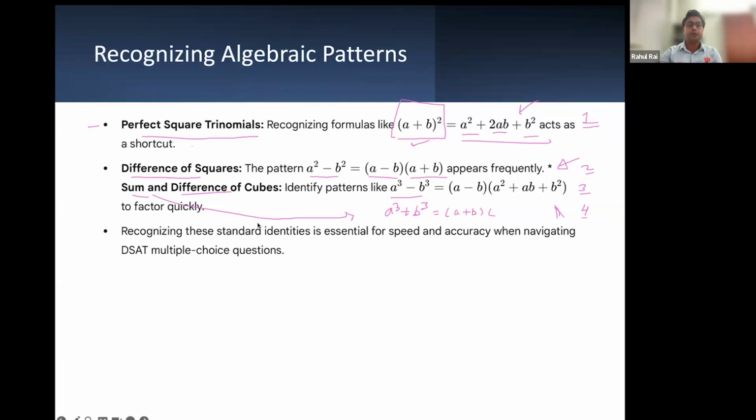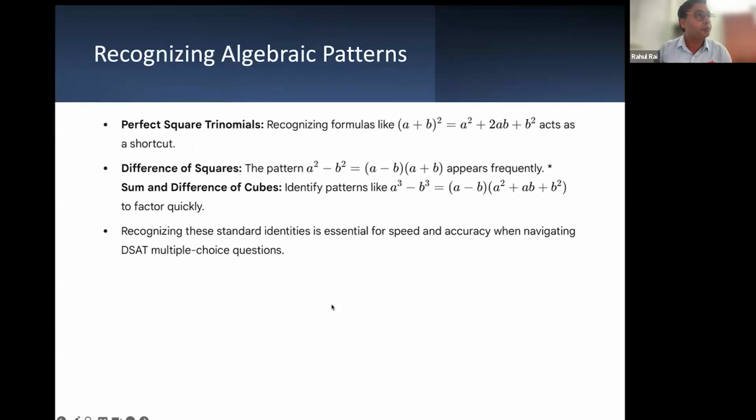These are the four algebraic patterns that you should be familiar with, because they are widely used in equivalent expression problems in DSAT and also in various high school math problems in general. They are very useful formulas, and hopefully you remember them by heart. If not, I definitely encourage you to create flashcards and memorize them, because they can help you solve problems not only in equivalent expressions, but also in other mathematical problems in DSAT and in high school. Very useful formulas.